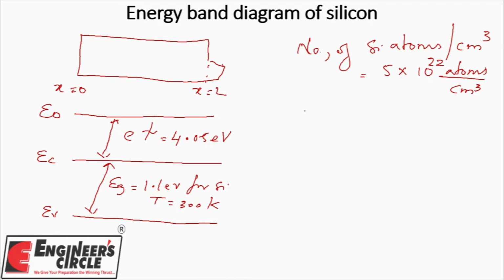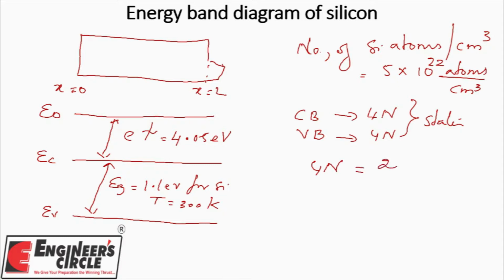So if you look at the conduction band and the valence band, the conduction band contains four states, the valence band contains four states. So there are four states vacant in the conduction band and four states filled in the valence band. So four corresponds to 20 multiplied by 10 to the power of 22 per centimeter cube. This many number of states are available.